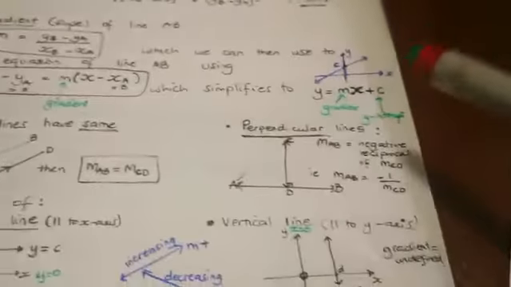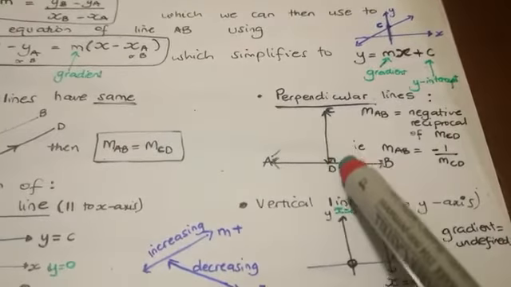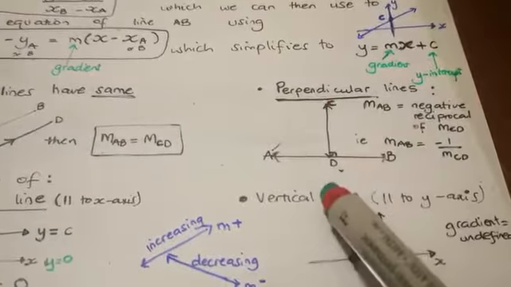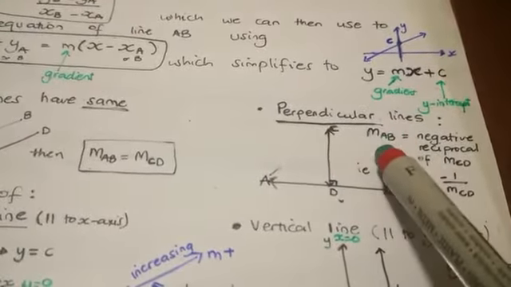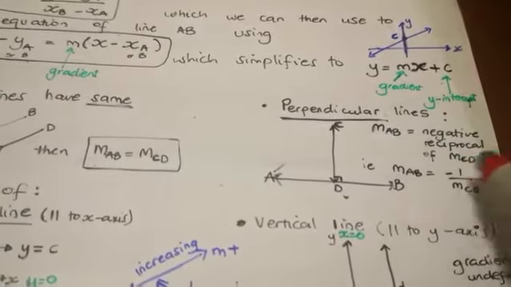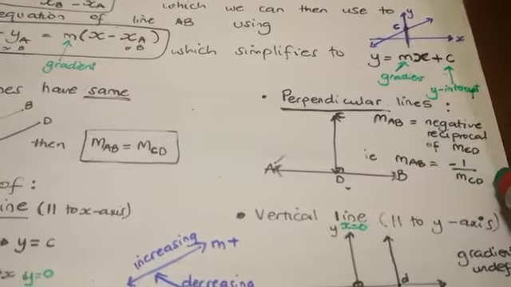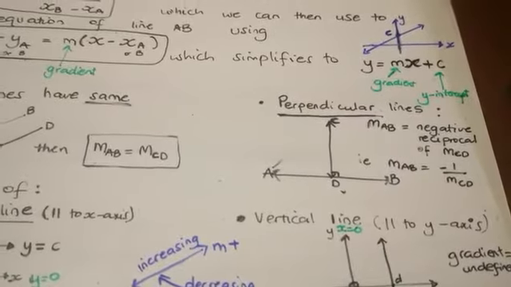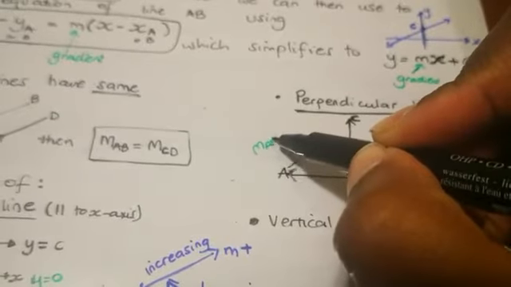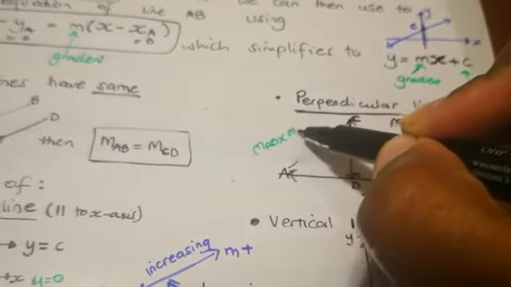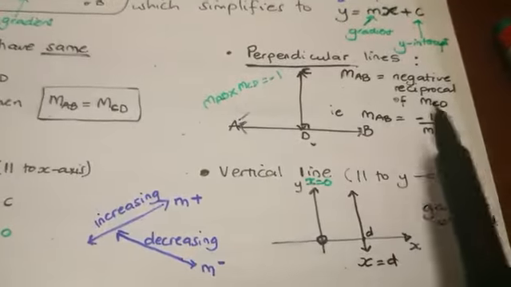If you are told that the lines are perpendicular, it means at the point of contact they make 90 degrees. So you've got line AB and line CD. The relationship between these two is that the gradient of AB is the negative reciprocal of the gradient of CD, which you can write like that. Some books also write it like this: the gradient of AB times the gradient of CD will be equal to -1. It still means the same thing as this.